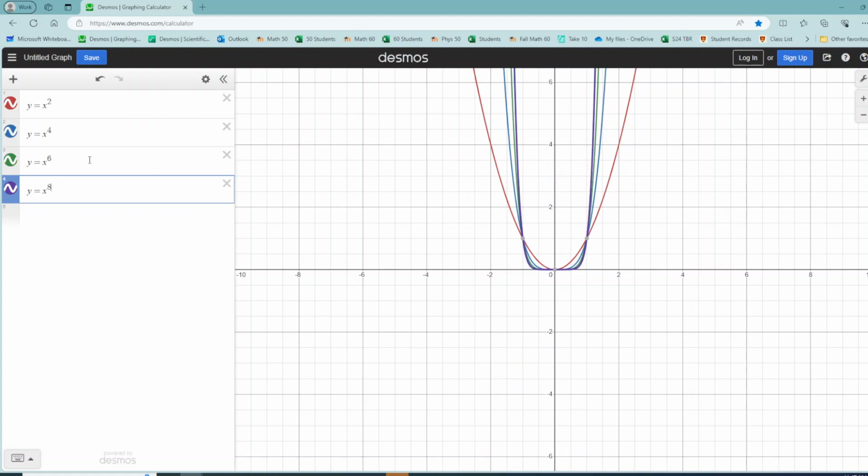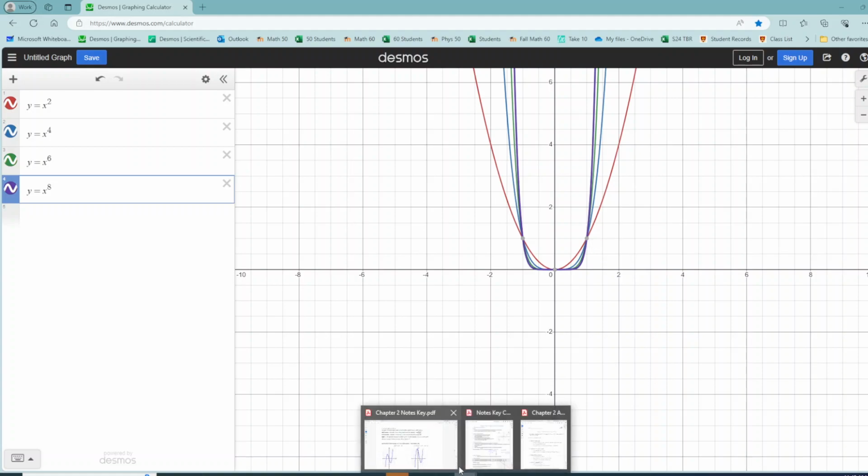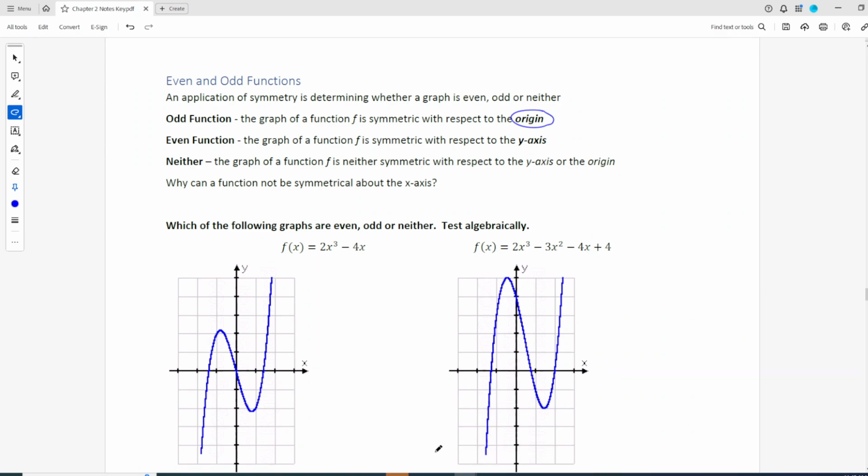Well, hopefully you're recognizing that they're all symmetric about the y-axis, meaning if you have a point here at (-1, 1), you'll also have a point here at (1, 1). To be symmetric about the y-axis, you have an x and a negative x value that gives you the same y value. And so one of the tests for whether something is an even function is whether it is symmetric about the y-axis.